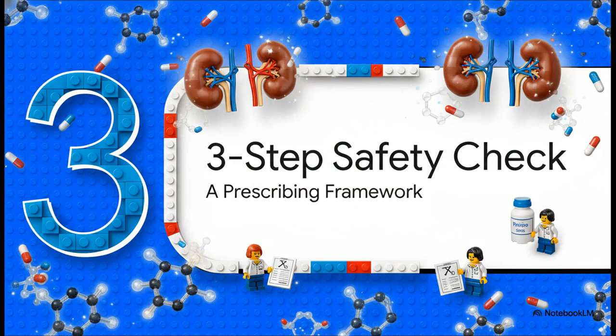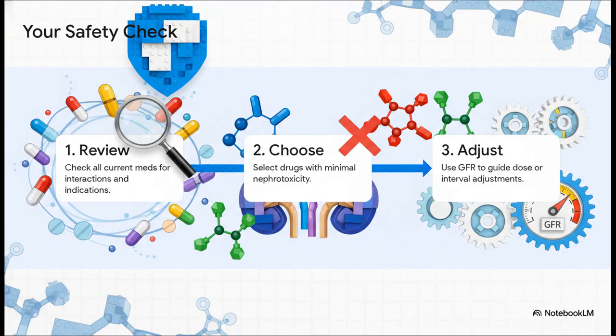Okay, enough theory. Let's get practical. How do we actually put this knowledge into action every single time we write a prescription? Let's build a simple, repeatable safety check that you can use for every single patient. Here it is, your 3-step safety check. It's super simple. 1. Review the patient's entire drug list.